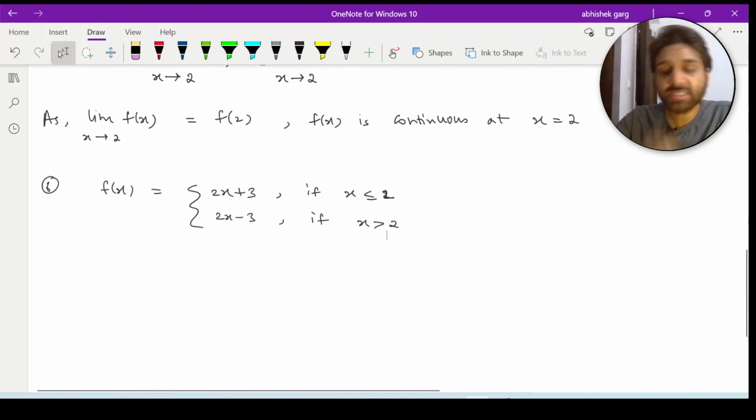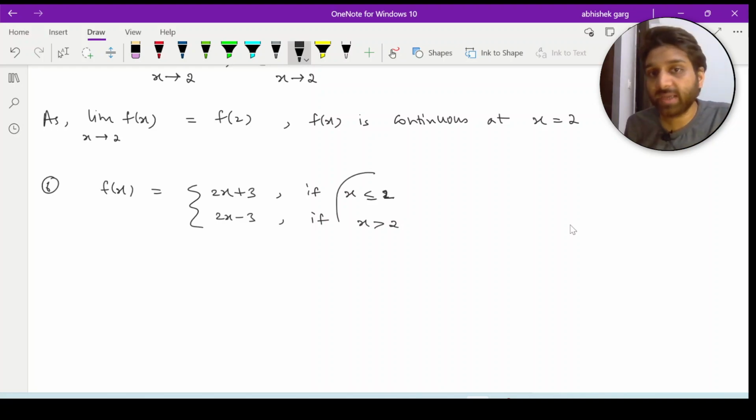Okay, so in such questions, as you can see here, the function is changing its behavior at x is equal to 2. Why so? Because when the value of x is greater than 2, the function is 2x minus 3. And when the value of x is less than or equal to 2, then the value of f(x) changes to 2x plus 3. So clearly the function is changing its behavior at the critical point x is equal to 2.